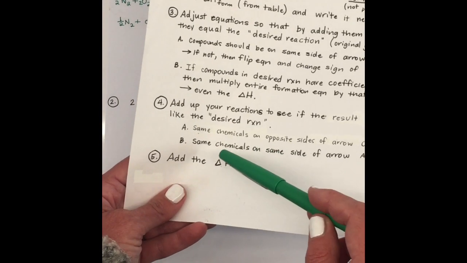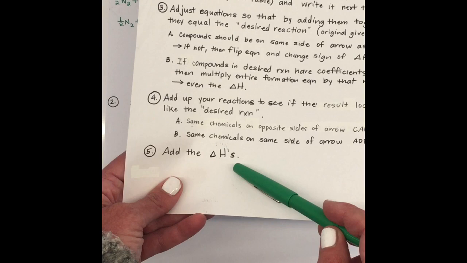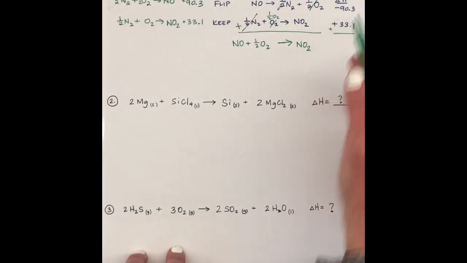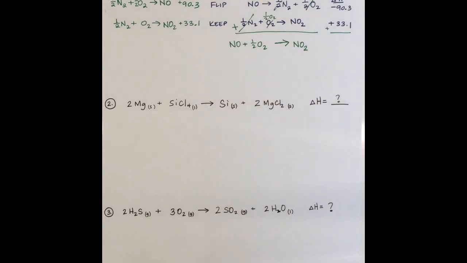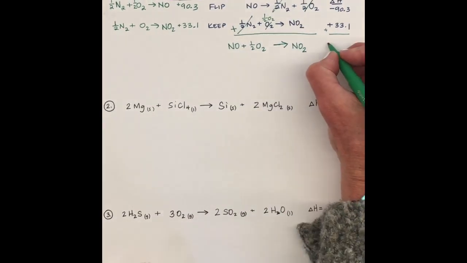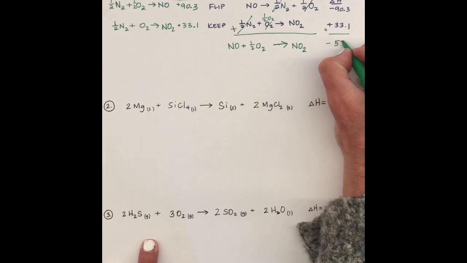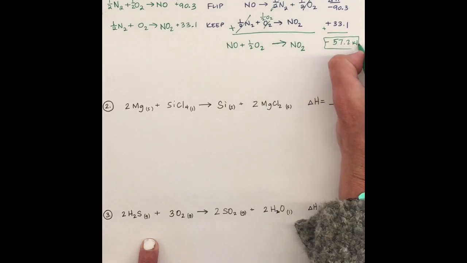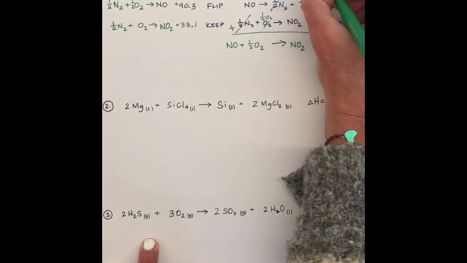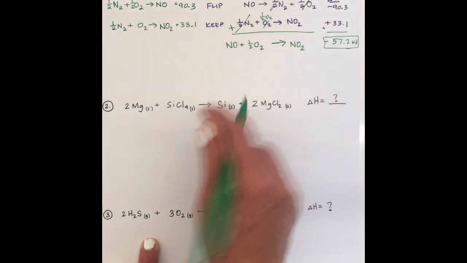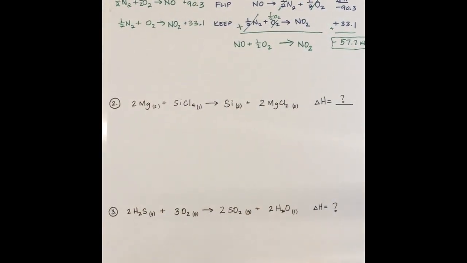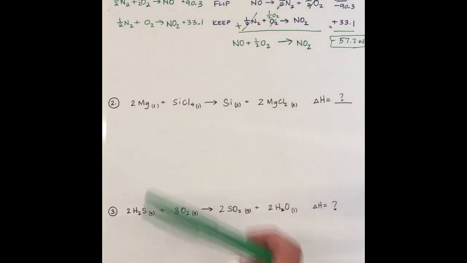And so step 5 is just to add up the delta H's. So I'm just going to add those together. Negative 90.3 plus 33.1 is negative 57.2 kilojoules. And that's my answer. I did all this work just to get that delta H. Aren't those fun? Okay, let's try this one together.